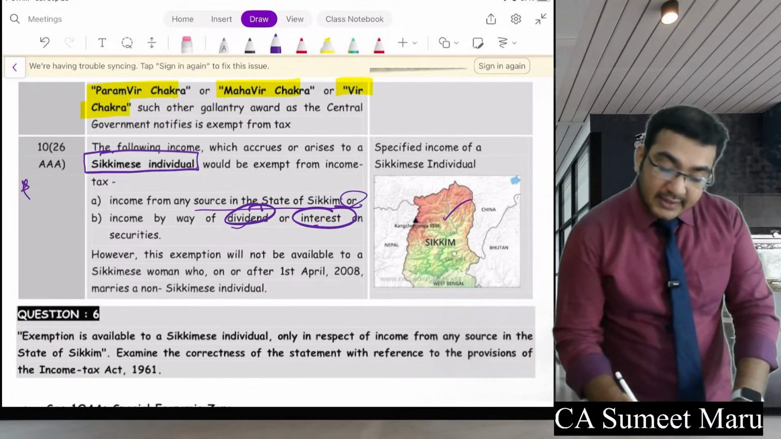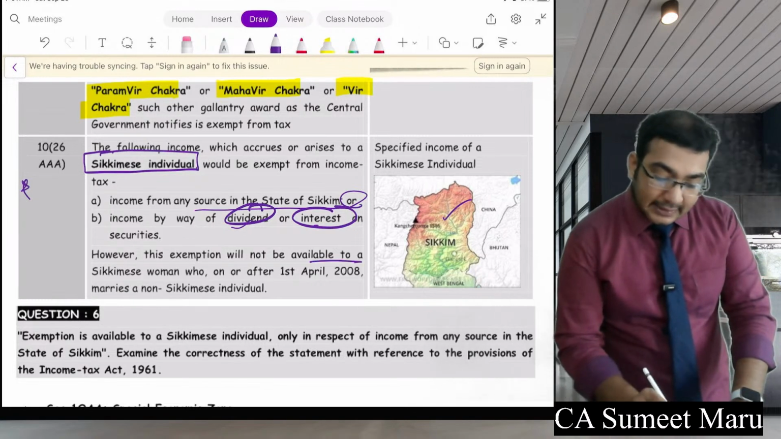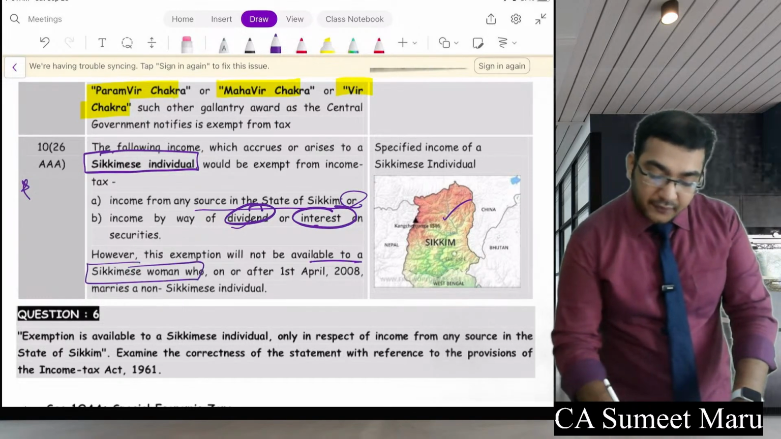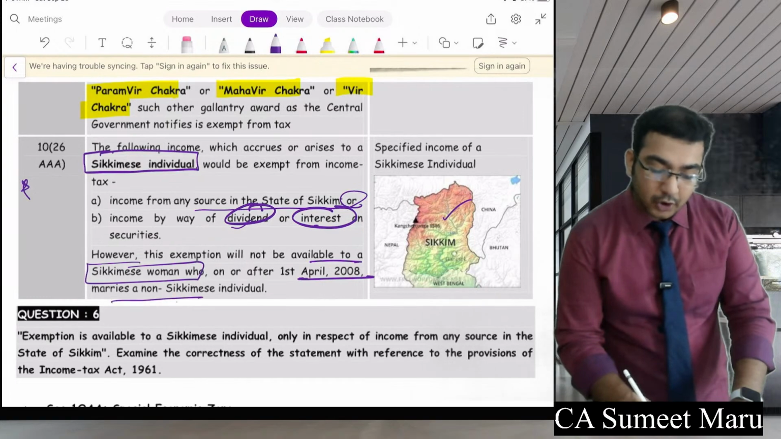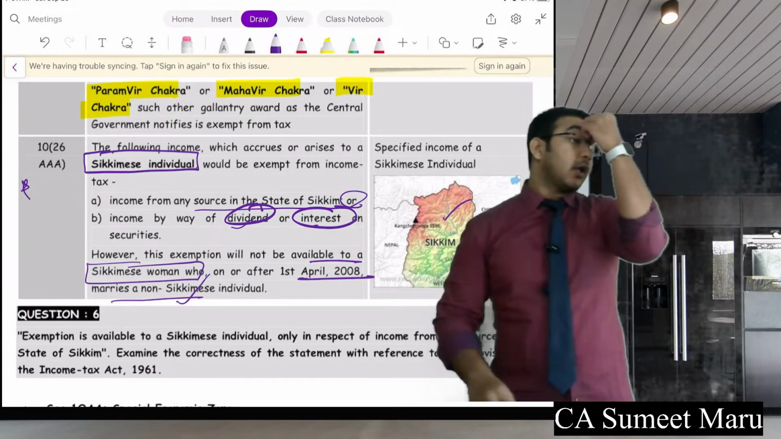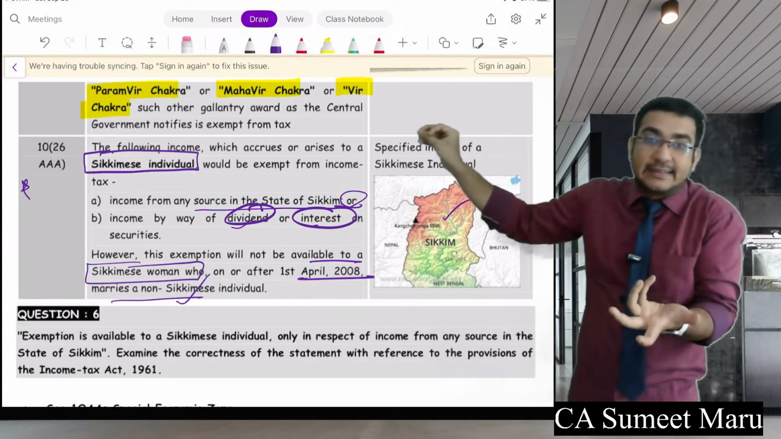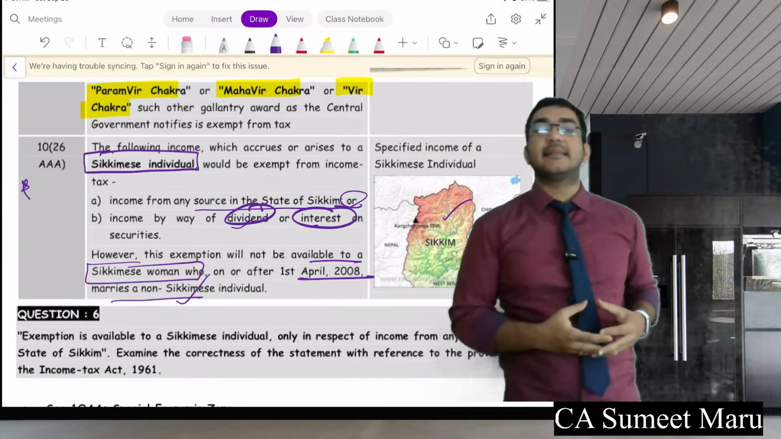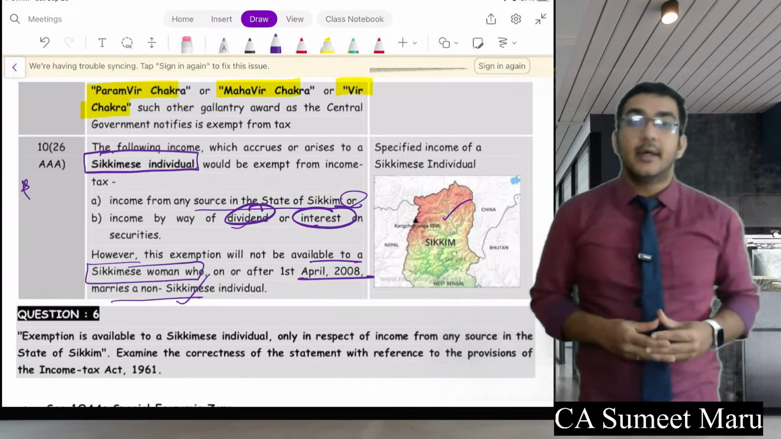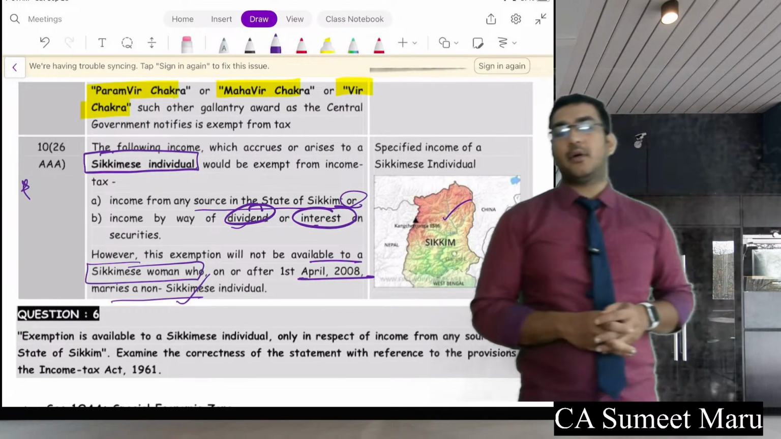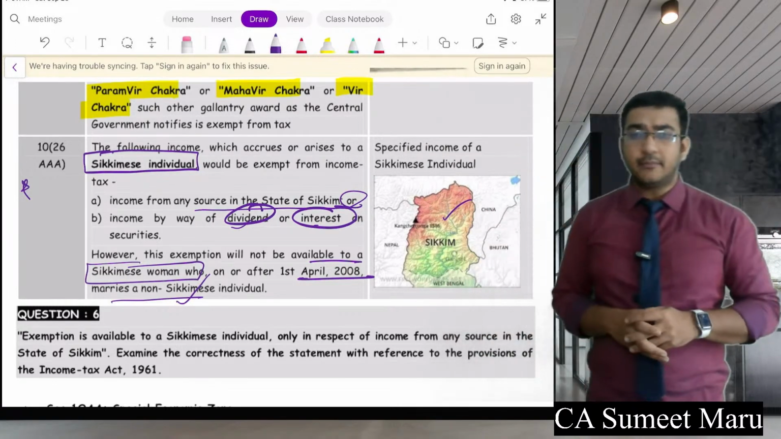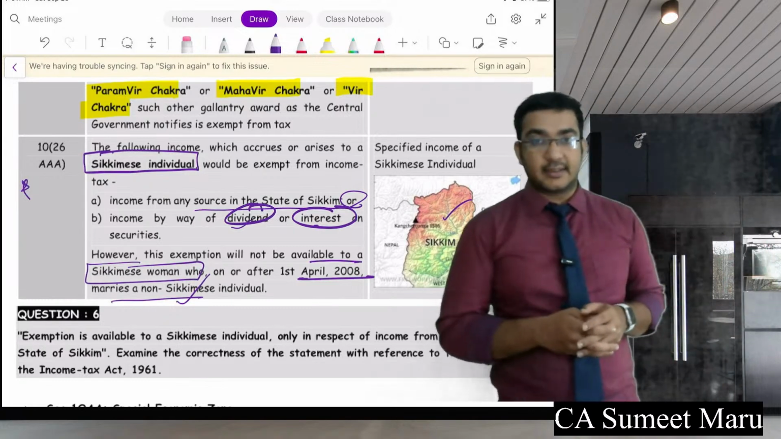Further, however, the exemption will not be applicable to a Sikkimese woman who, after 1st of April 2008, marries a non-Sikkimese individual. So, even if she is living in Sikkim, but the individual is not a Sikkimese, in this case, the exemption would be removed. Okay, so a Sikkimese individual, whether men or women, will get an exemption in the income if they are Sikkimese.